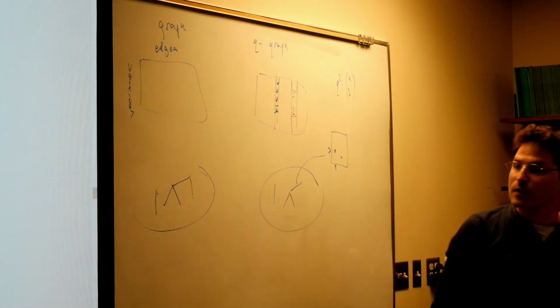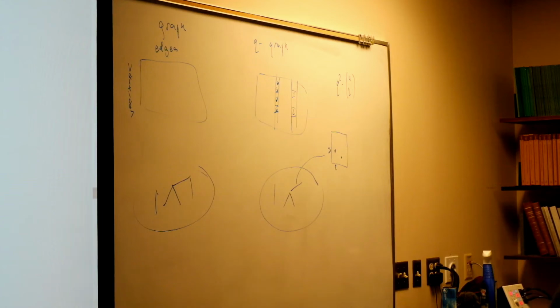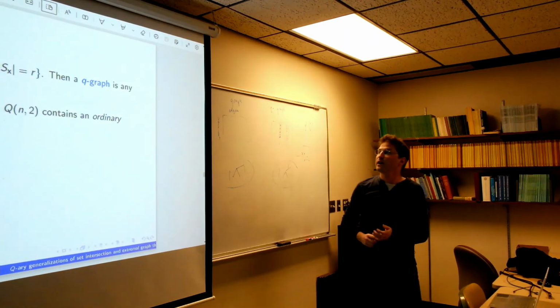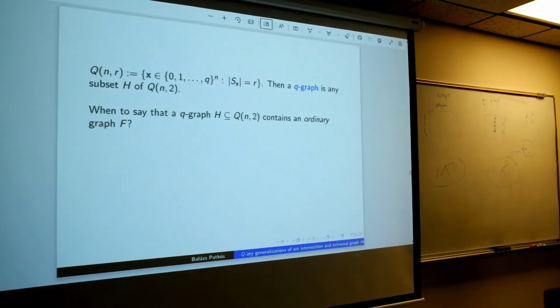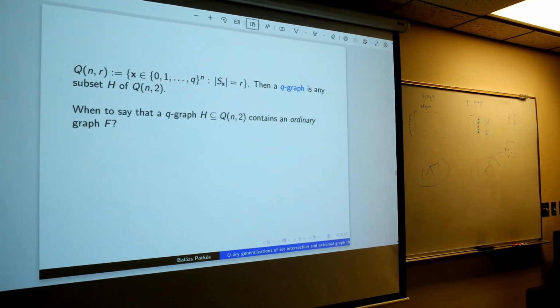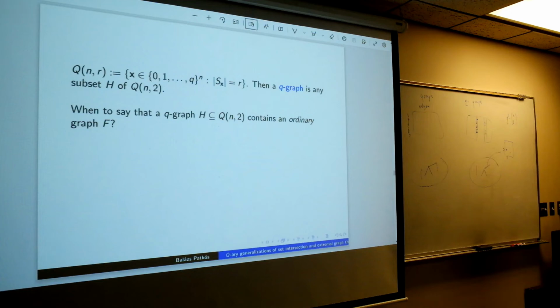Okay, and so these are our objects, and the next thing that I need to define is when do I say that such a Q graph contains a copy of an ordinary graph, so a triangle, a four-clique, or a seven-cycle, or things like that. And so what I would like to have is that I should have as many edges as the ordinary graph, such that the supports are isomorphic to the forbidden graph.